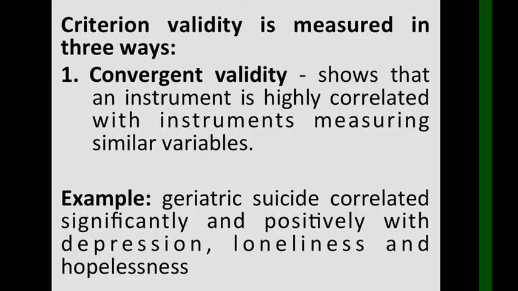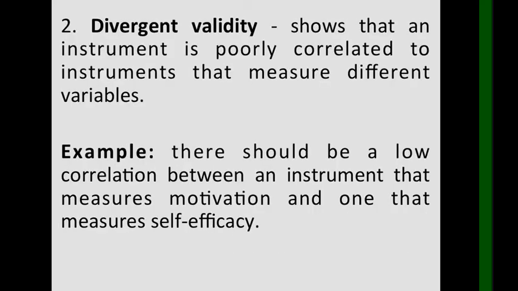Number one is convergent validity, shows that an instrument is highly correlated with instruments measuring similar variables. Example, geriatric suicide correlated significantly and positively with depression, loneliness, and hopelessness. So, convergent validity ang tawag doon. Yung meron silang strong relationship doon sa kung bakit nagpapakamatay ang isang tao because of depression, loneliness, and hopelessness. So, highly correlated sila. Okay? With the instrument measuring similar variables.